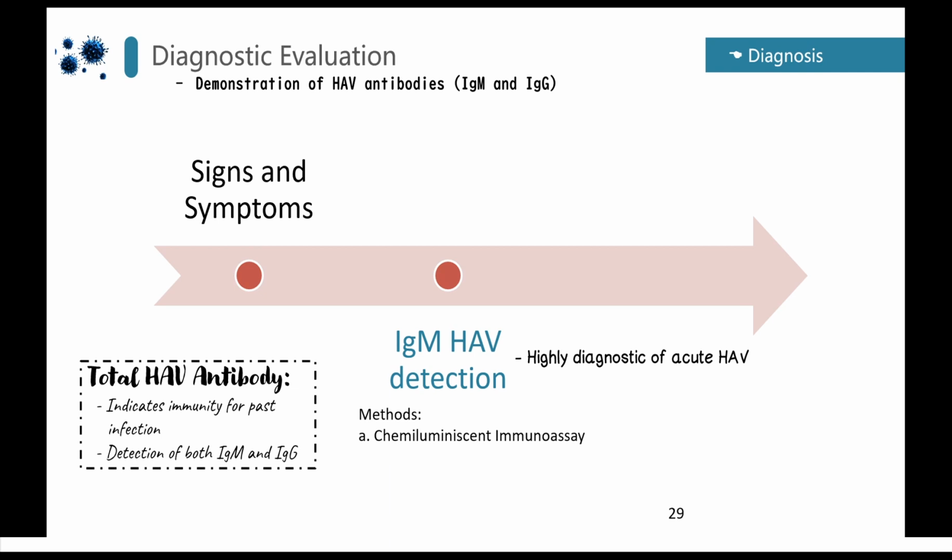So, if mag-positive for total HAV antibody and positive for IgM, that indicates that the patient currently has hepatitis A infection. But if, for example, negative for IgM but positive for total HAV antibody, that indicates past infection. So if positive for IgM, it's confirmed that the patient has hepatitis A infection.